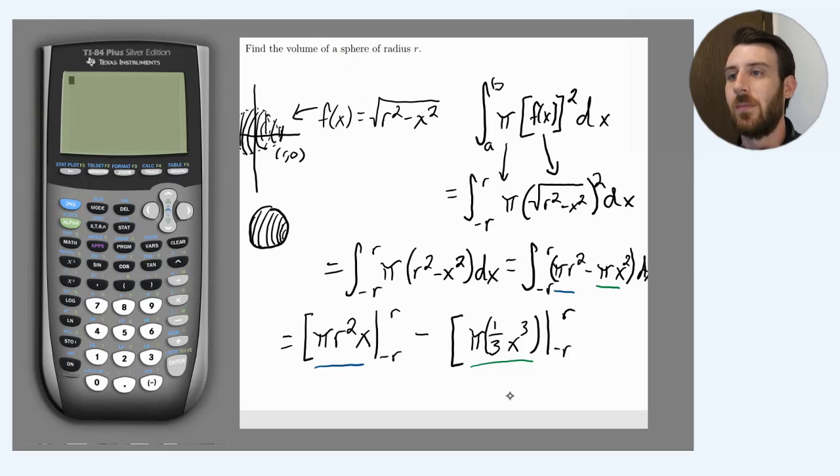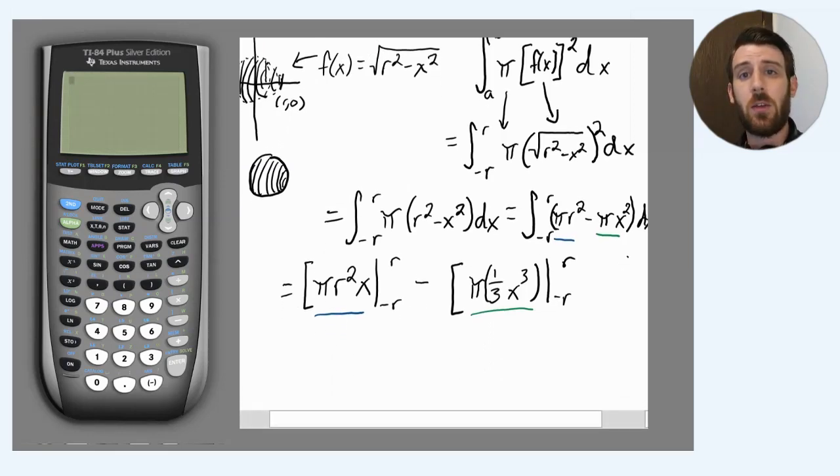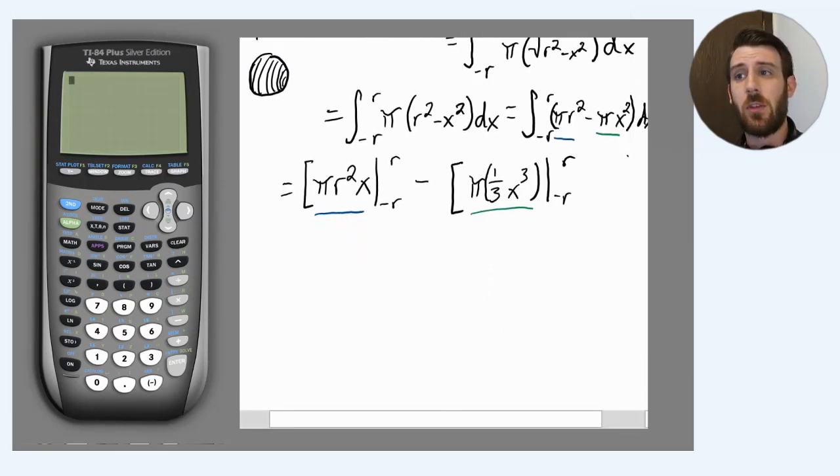Now from here we get to simply evaluate, which is nice. These are numbered bounds that we have, and it's just some given r. I'm going to choose to simplify my calculations on the first parenthesis by pulling out the pi and the r squared, because again, they are constants.